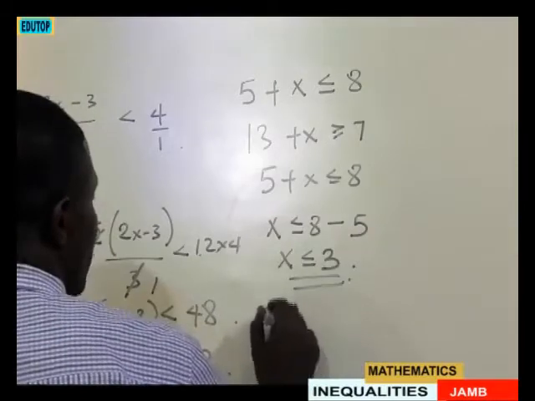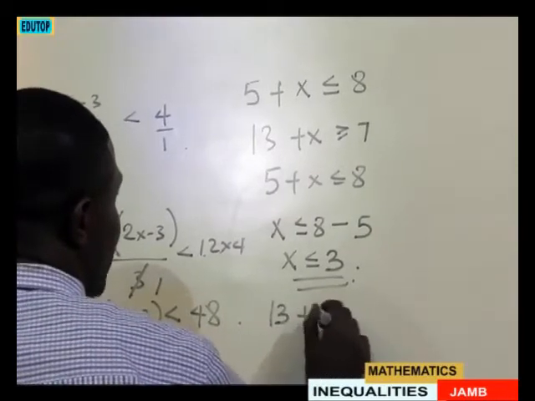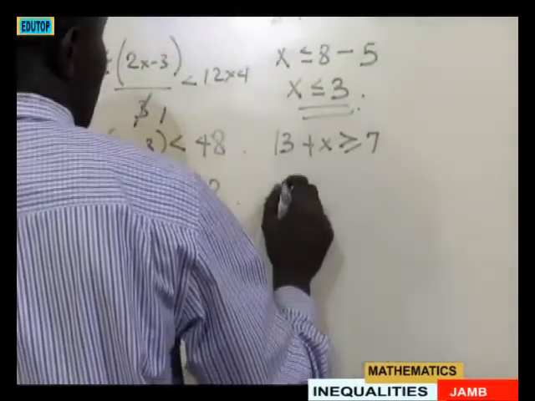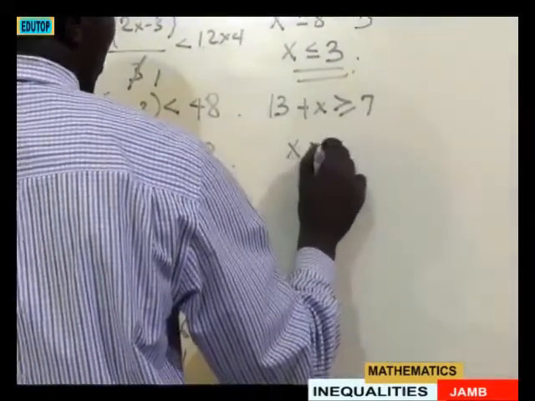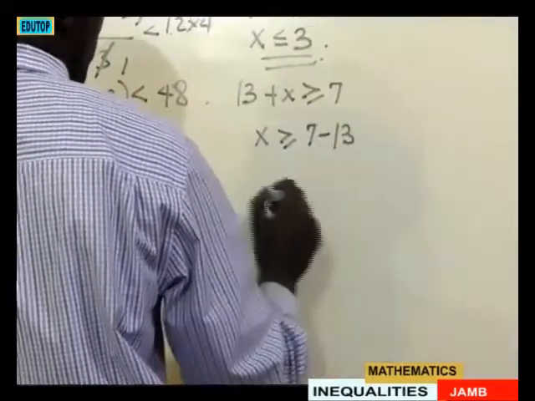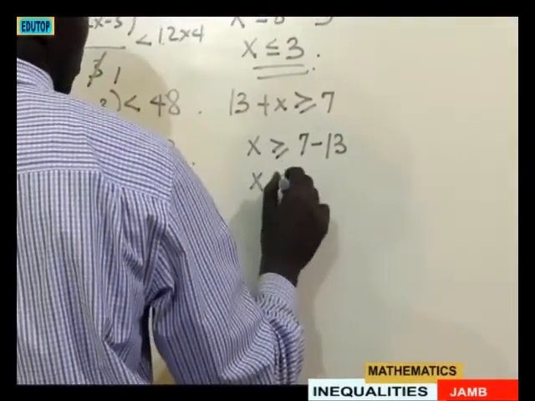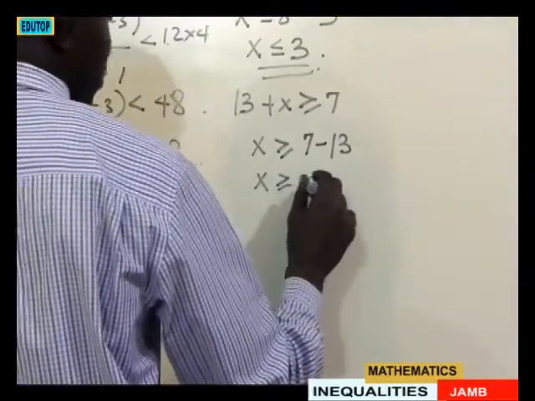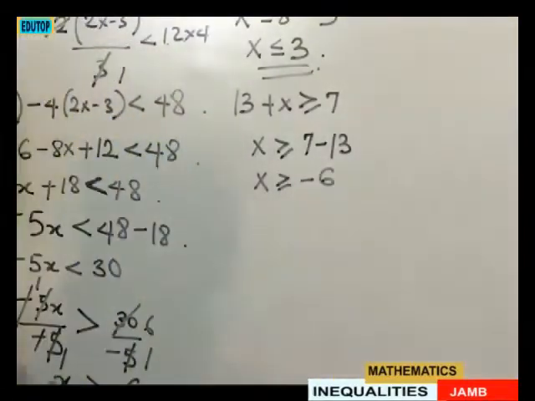Then the second one, 13 plus x greater than or equals to 7. So collect like terms again. So we have x greater than or equals to 7 minus 13. And what is 7 minus 13? 7 minus 13 will be minus 6. So we have minus 6.